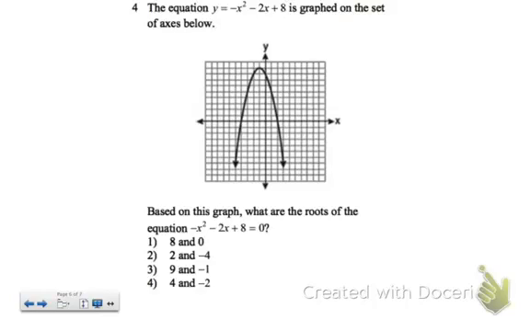And for one more example, the equation y equals negative x squared minus 2x plus 8 is graphed on the set of axes below. Based on this graph, what are the roots of the equation? Remember, roots just means zeros, x-intercepts, solutions. It all means the same thing. So here it's crossing at negative 4 and positive 2. And that's it for this section.